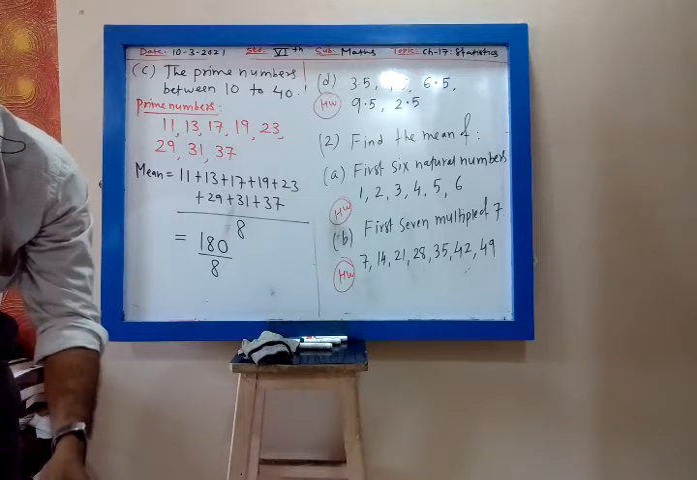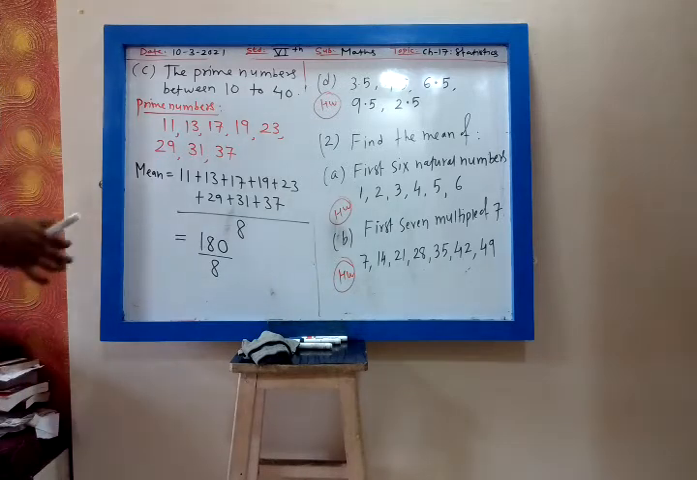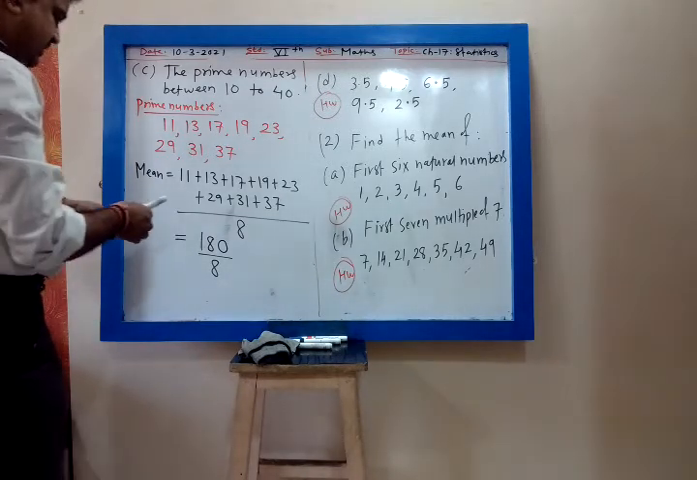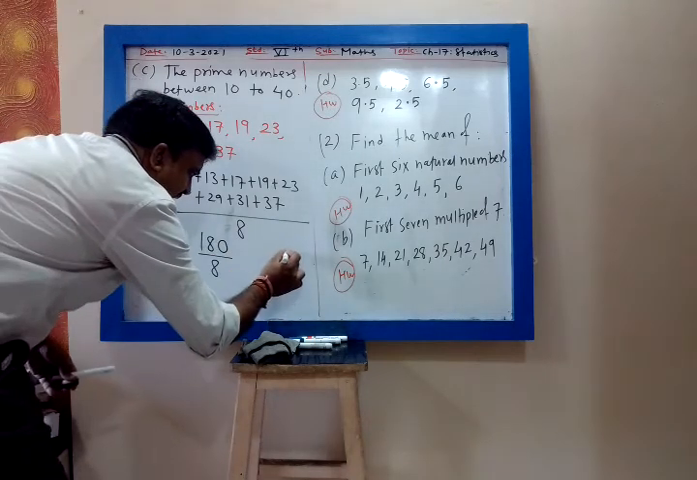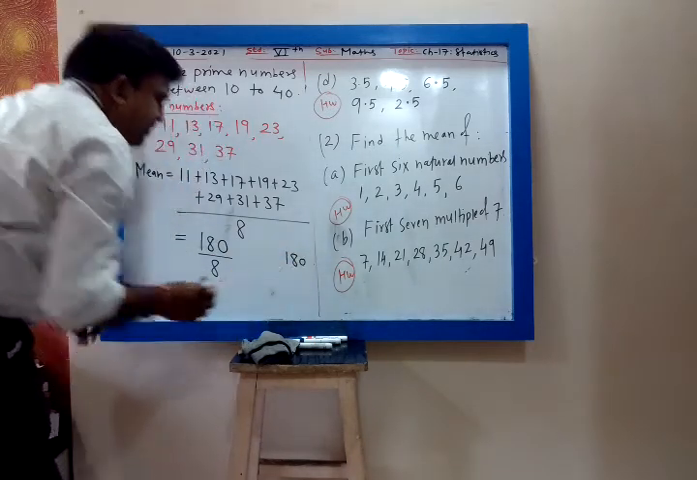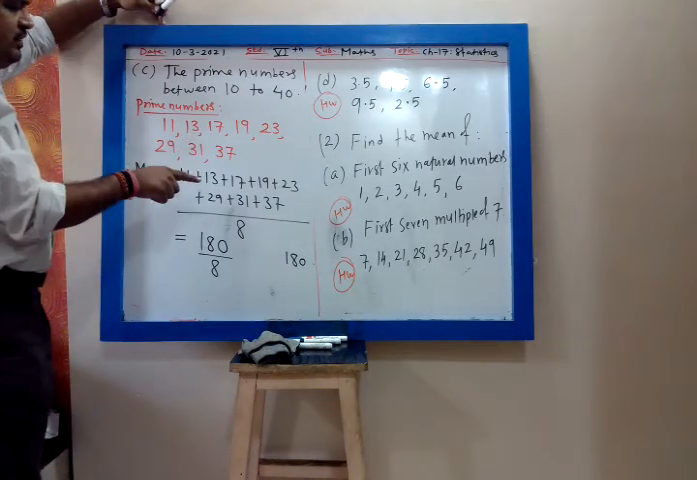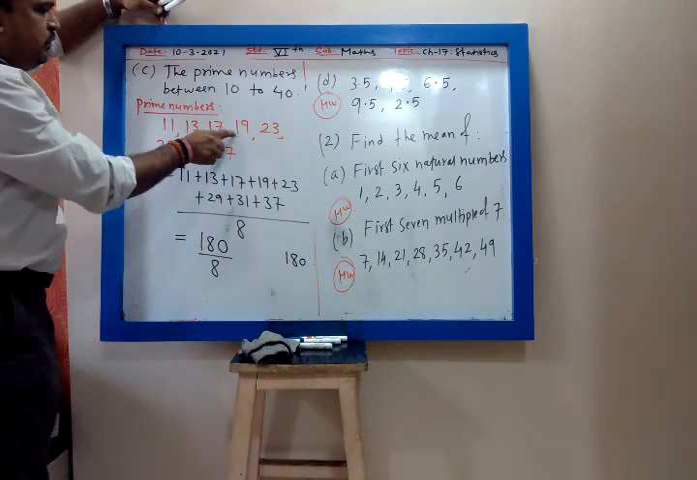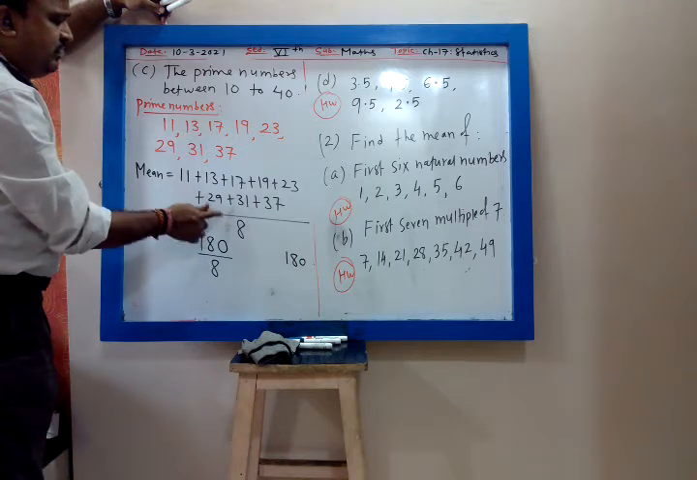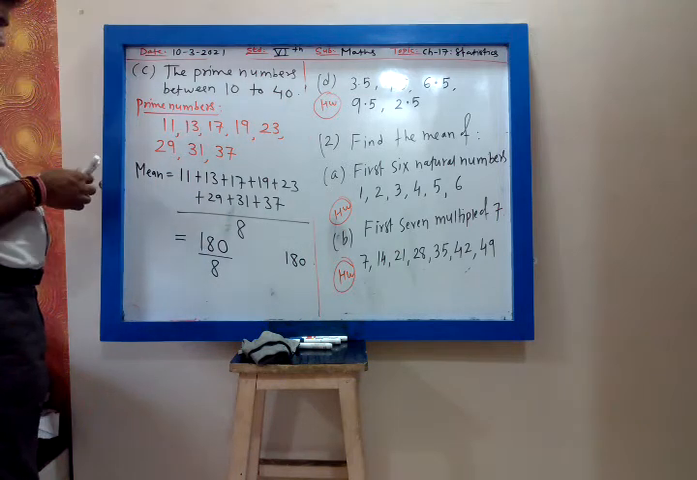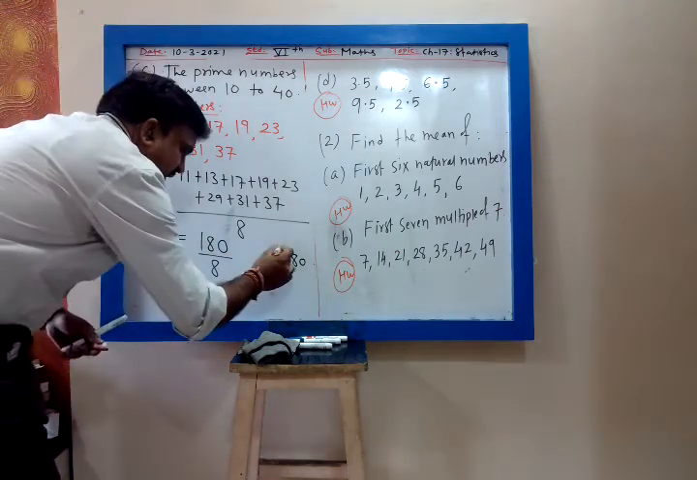180 divided by 8. You can do the division, my dear. How has 8 come? Because how many values are given? 1, 2, 3, 4, 5, 6, 7, 8. Number of values are 8. So divide total by 8. So 180 you divide by 8.